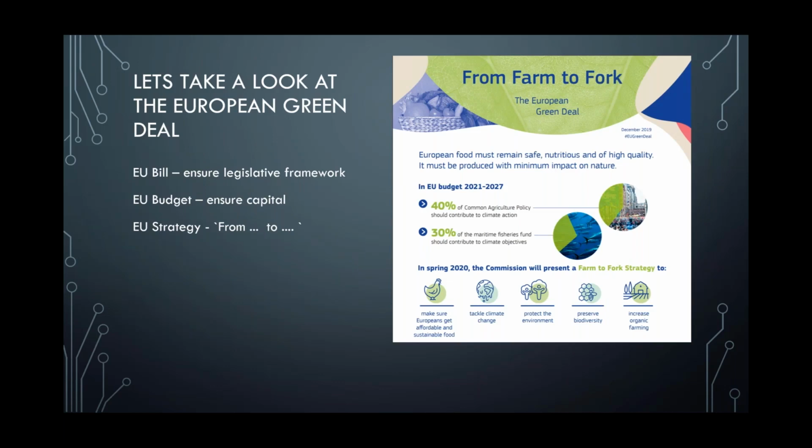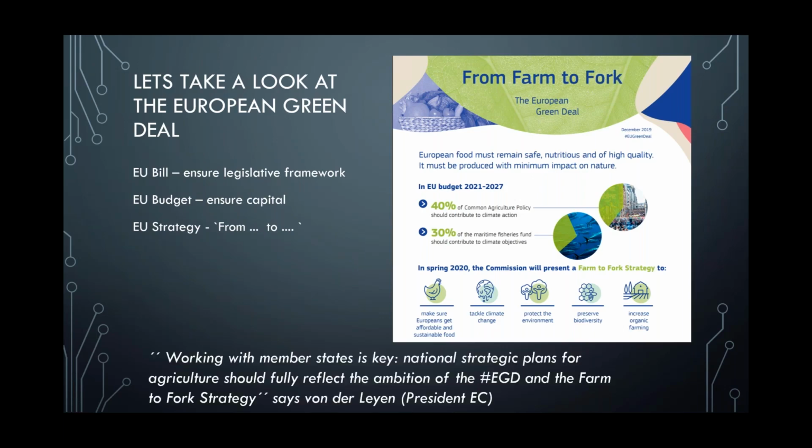And what they do is they have targets such as 40% of the common policy should contribute to climate action. And for instance, 30% of a certain thing should be funded through climate objectives. We can do something similar. We should be doing something similar. We should have this statement coming from the current president of the European Commission that says working with all member states is key. These national strategic plans, in this case for agriculture, but you could say here, district heating systems, should fully reflect the ambition of the EGD, or the European Green Deal.